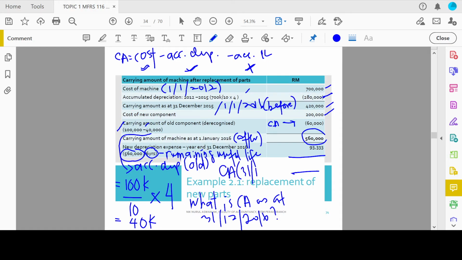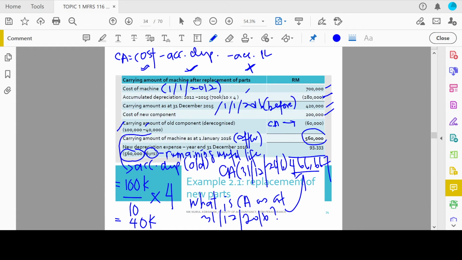Hence we need to calculate the carrying amount as at 31st December 2016. 560,000 minus 93,333. So here you should get 466,667. So now you have answered the question, what is the carrying amount as at 31st December 2016? The carrying amount is 466,667. Alright. So now let's look at the journal entry.